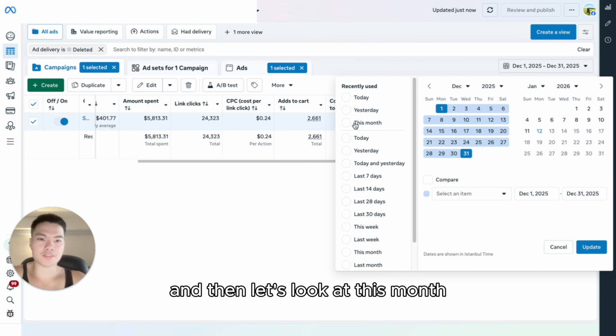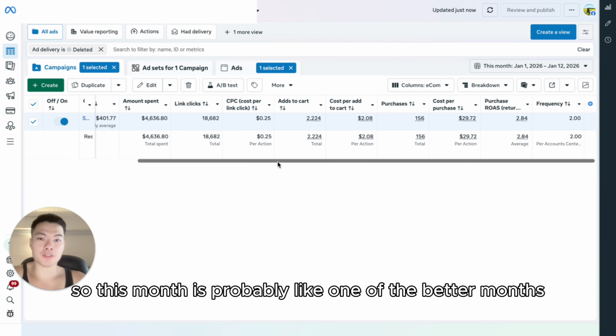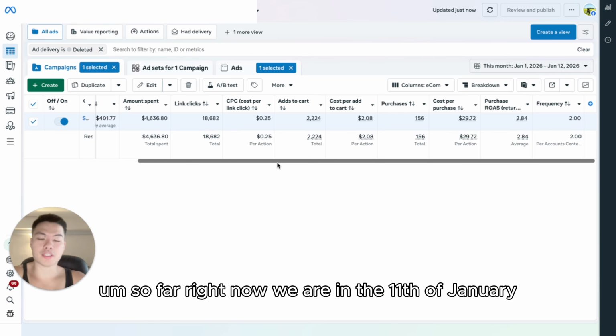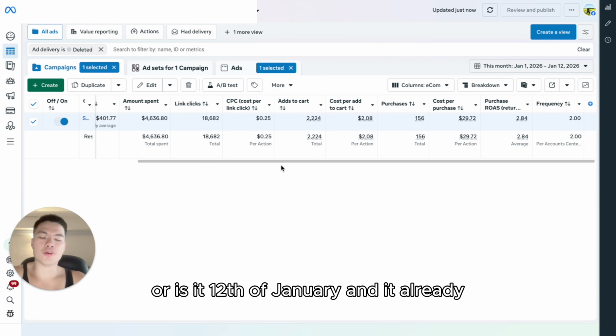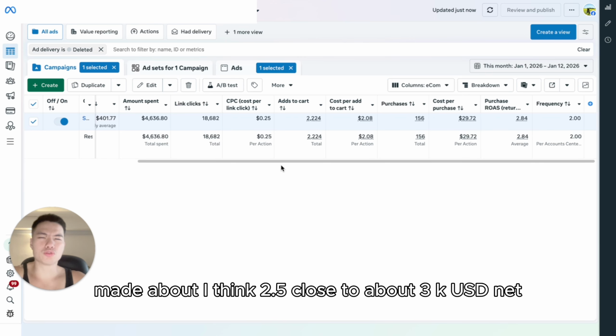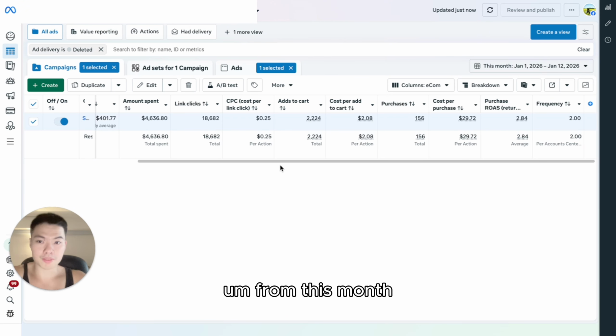And then let's look at this month. This month is probably one of the better months. So far right now, we are at the 11th of January, or is it the 12th of January, and it already made about, I think, close to 3k USD net so far this month. So we're expecting more from this month.